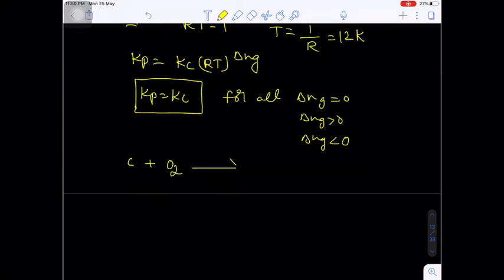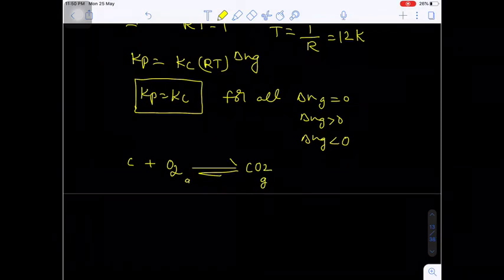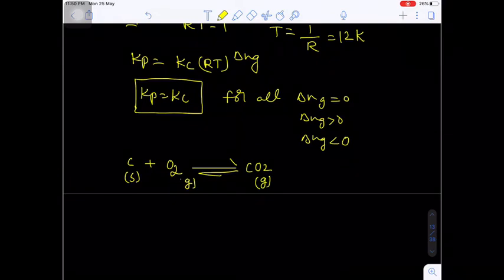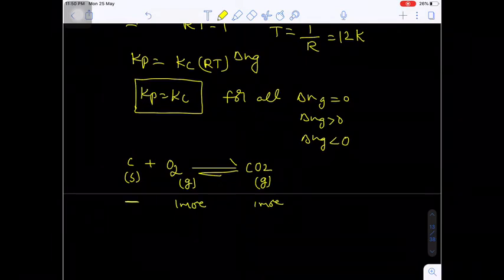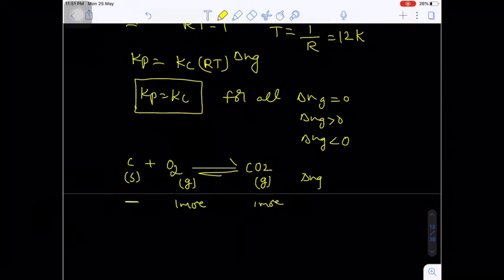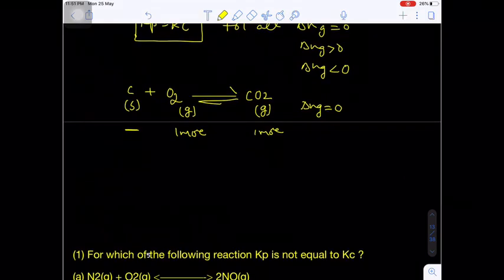Okay. Now here let's suppose I have carbon and oxygen. Let's suppose this is an equilibrium reaction. Now here carbon is a solid, O2 and CO2 are gases. We have to consider only the number of moles of gaseous reactants and products. Remember, here 1 mole of gas, here also 1 mole of gas. For solids we should not consider the number of moles. Are you getting my point? So in this case delta Ng value is 0, 1 minus 1.